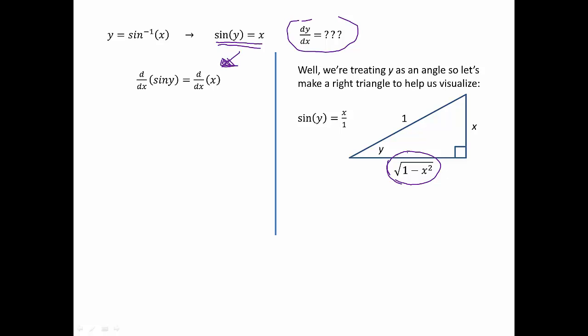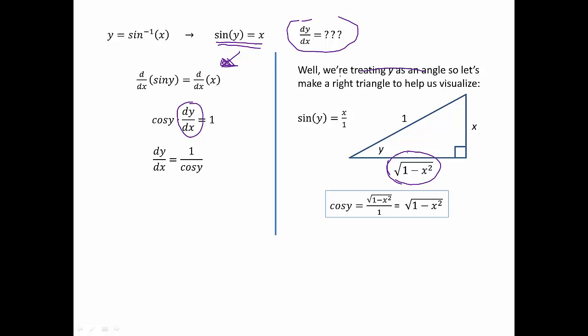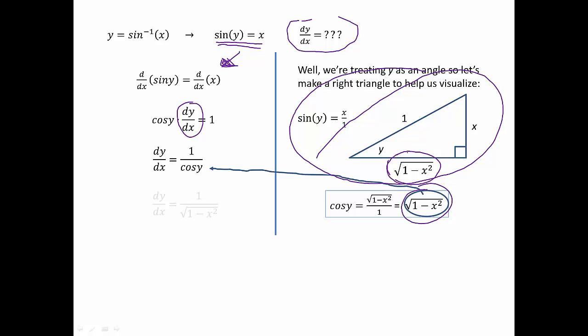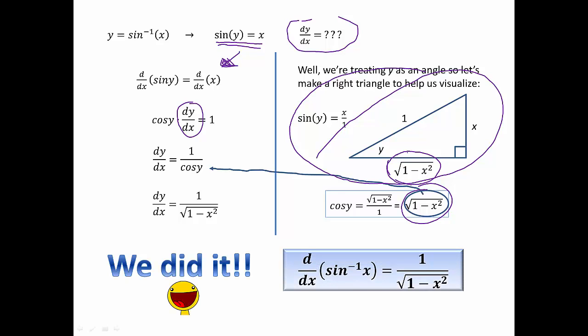Okay, so let's do implicit differentiation on this right here. We want to take the derivative with respect to x of both sides. Don't forget the chain rule. And the chain rule, by the way, is the fact that we have this dy/dx involved. And when we solve for dy/dx, it's 1 over cosine. But remember, over in this triangle, we know that cosine is just adjacent over hypotenuse. So the cosine is really just this. And if we plug it in, we know that dy/dx is just 1 over the square root of 1 minus x squared. And we did it. This is the derivative of arcsine.